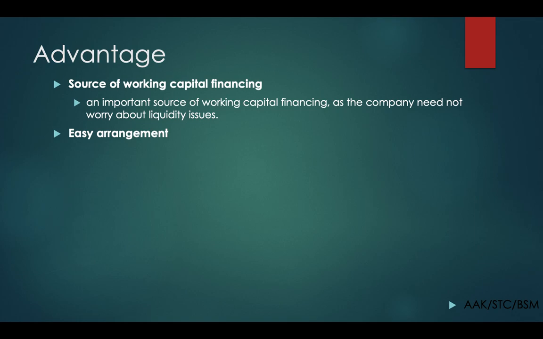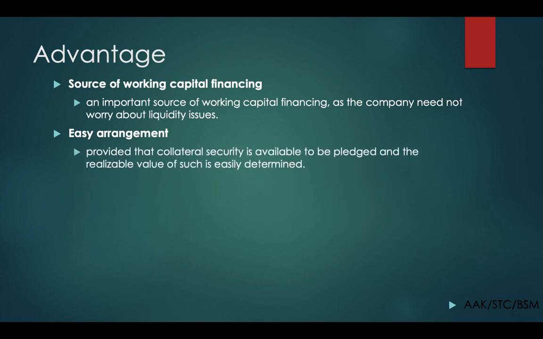Second one, easy arrangement. Cash credit account can be easily arranged provided that collateral security is available to be pledged and the realizable value of such collateral securities is easily determined, because the fund or the advance is given according to the percentage of the collateral securities value.